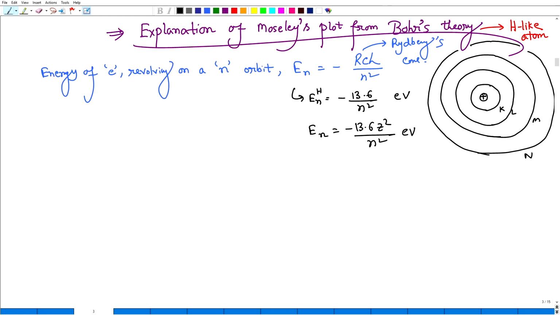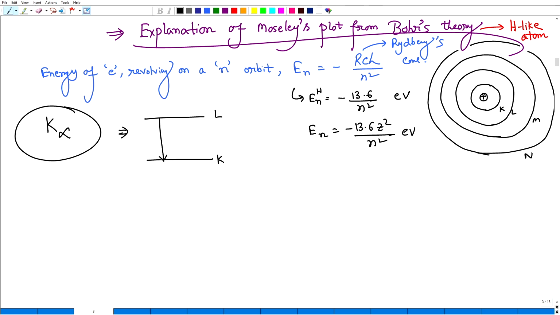Let me explain. We are now focusing on the K alpha peak. This peak is actually due to the transition of an electron. If one electron is kicked out from the K orbit by the cathode ray electron, then to fill that vacant position an electron from a higher orbit jumps to the K orbit, and due to this de-excitation a photon of the corresponding energy is released. That is the reason behind the K alpha peak in the X-ray spectrum.